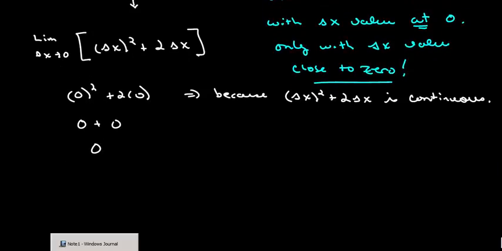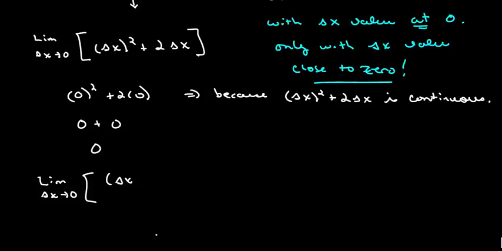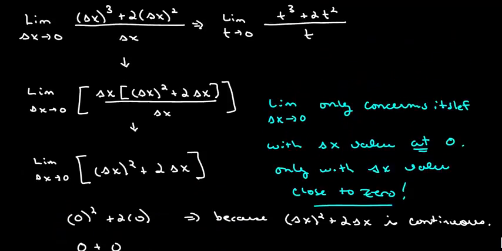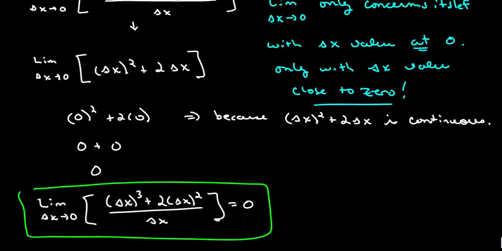So we would say at the end that the limit as delta x goes to 0 of delta x cubed plus 2 delta x squared over delta x is equal to 0. Okay, so this is the final answer right here. Okay. However, your answer on your exam needs to include all of these steps over here in the white. Okay. So that's how you go ahead and you work that problem.